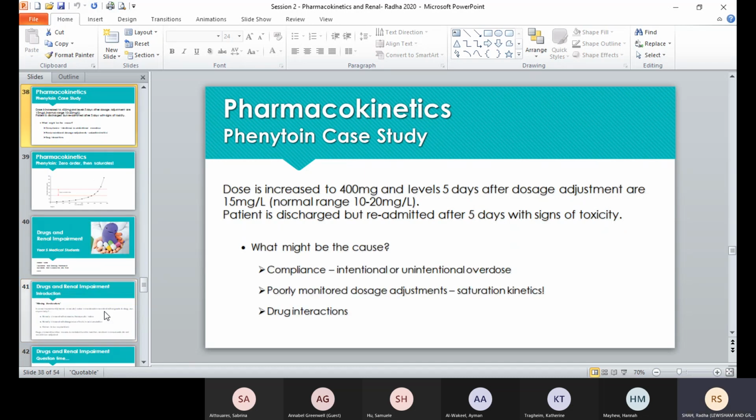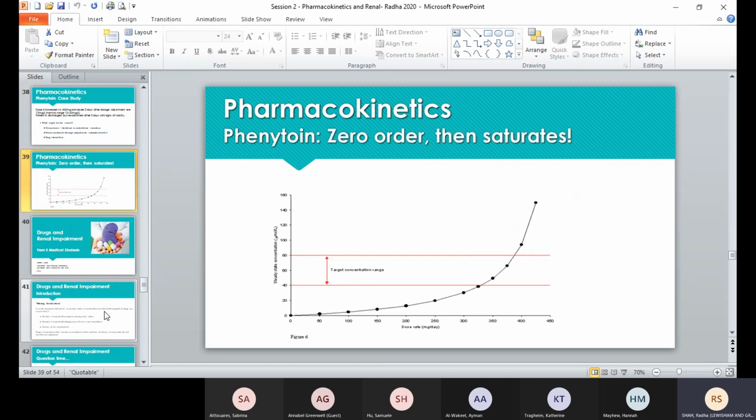So the causes could be compliance, intentional overdose maybe, or unintentional overdose, poorly monitored dose adjustment, saturation kinetics, which I'll go into in the next slide, and drug interactions. Are they taking anything else that is increasing the phenytoin level or phenytoin plasma concentration?